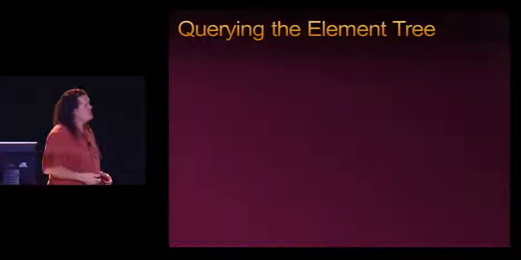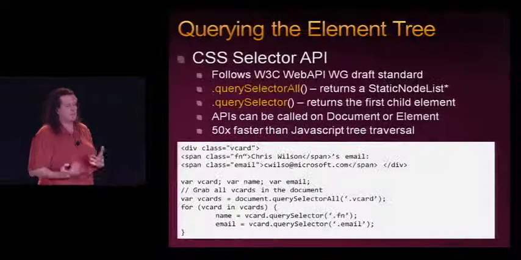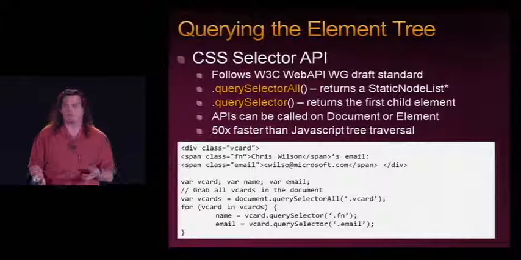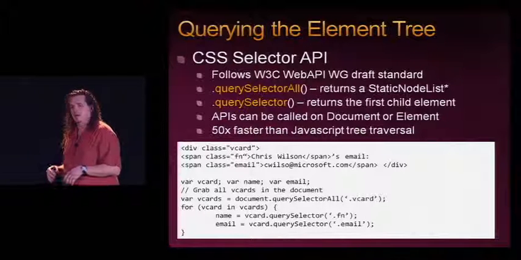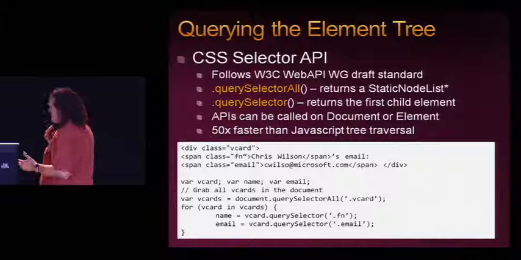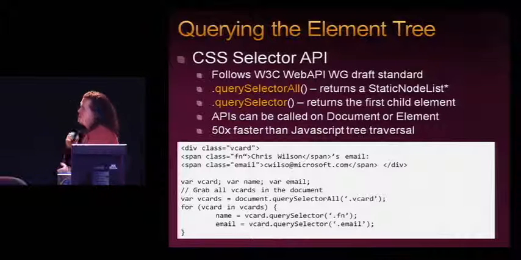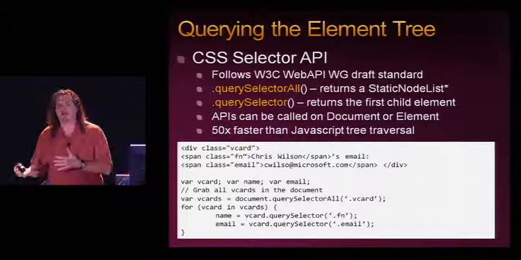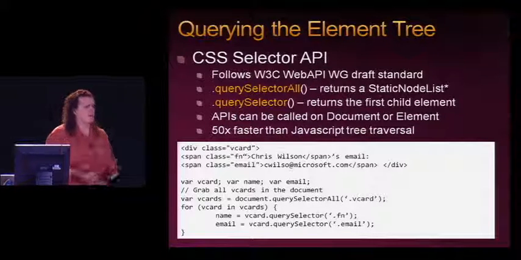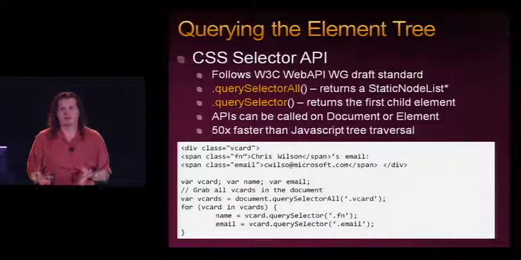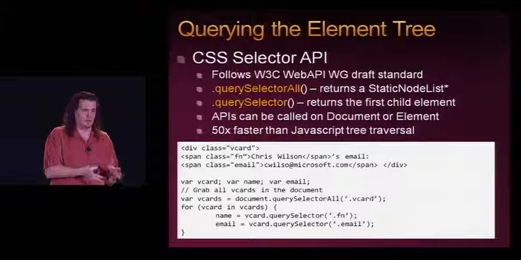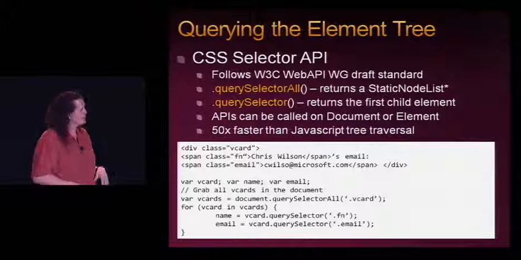The next thing we did was actually another thing that we took from a current draft standard. We implemented the CSS selector API out of the Web API working group. Another great clap point. This allows you to basically get back a collection of elements very, very quickly. In fact, we timed this, and it's roughly 50 times faster than traversing the tree by yourself in JavaScript, even in a good, well-written, tight JavaScript loop.